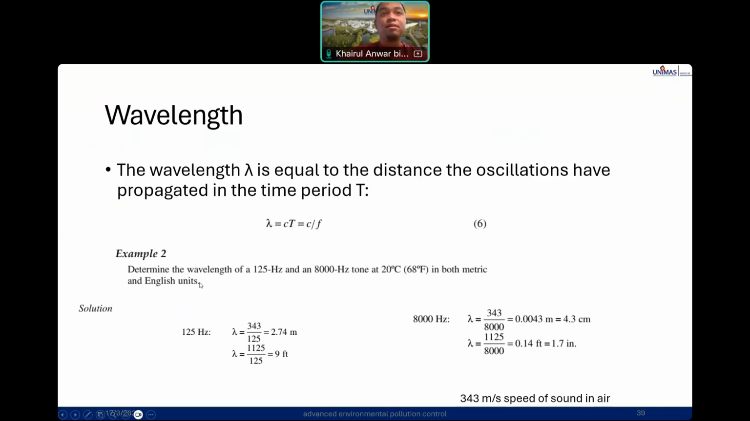For example, determine the wavelength of 125 Hz and 8000 Hz at 20 degrees C in both metric and English units. So in this case, 343 is the speed of sound in meters per second, and 1125 in feet per second. And you get 9.04 feet. Lambda is 2.74 meters.